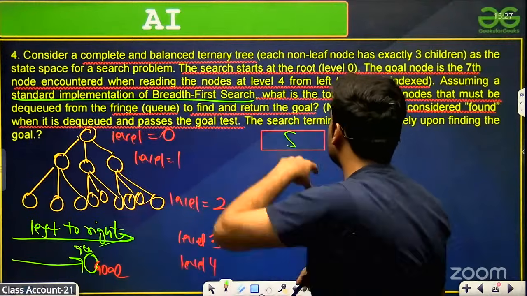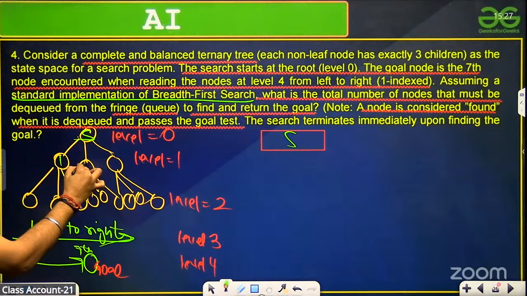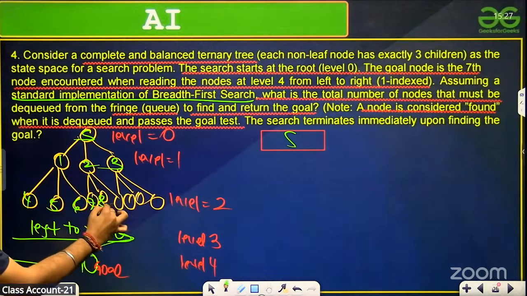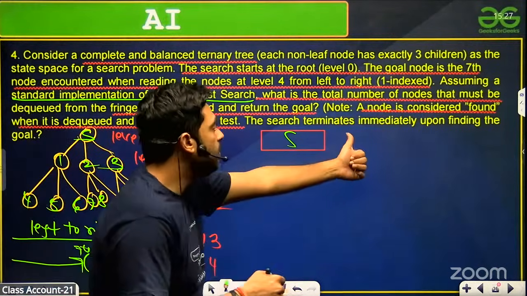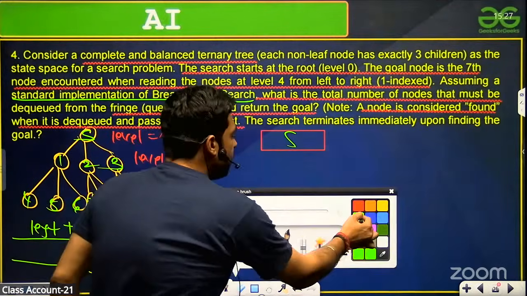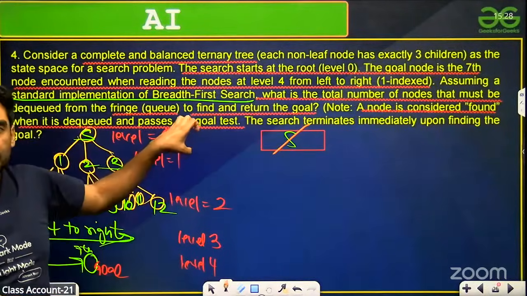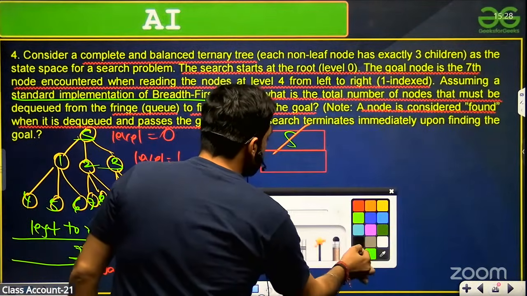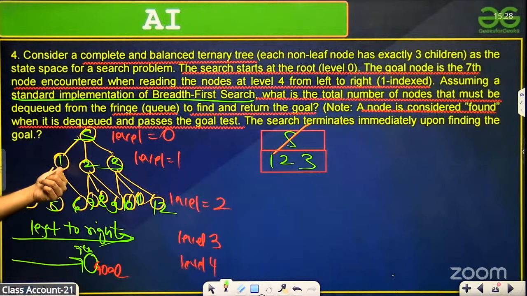For example, this is node S. This is 1, 2, 3, then 4, 5, 6, 7, 8, 9, 10, 11, and 12. Now node S would be entered from this side. I would be cutting it, which means I am dequeuing it from the fringe. Then I would get nodes 1, 2, 3, and I have to explore in FIFO order.